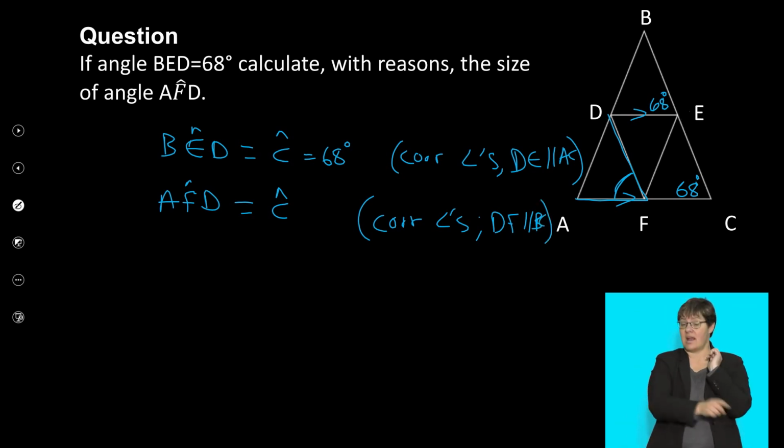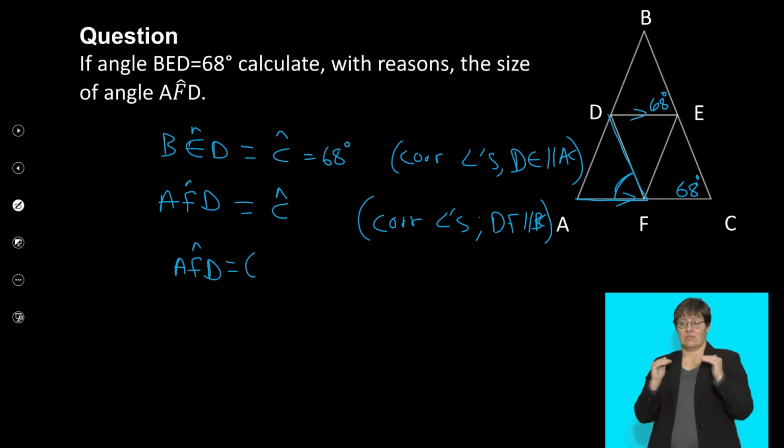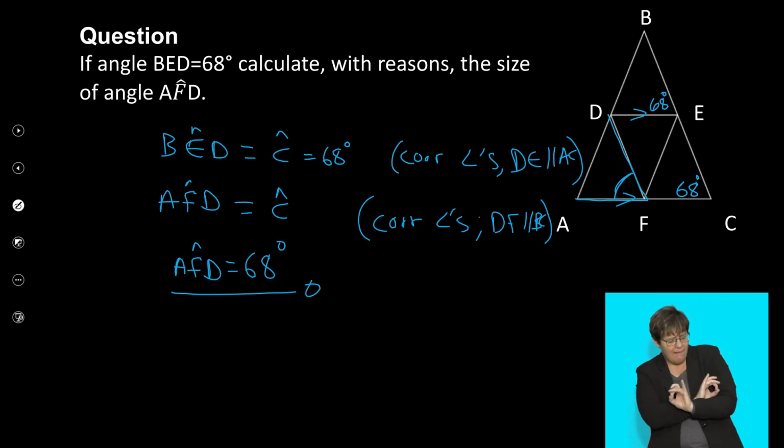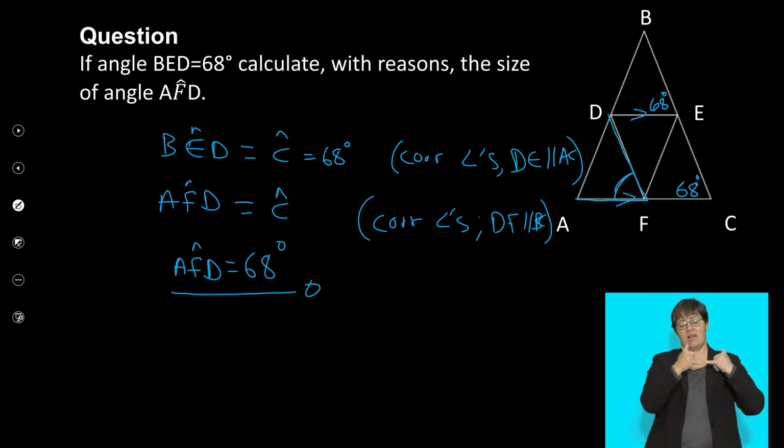And then lastly, it means AFD will be equal to 68 degrees, and you don't need a reason for that because you would have just shown it in terms of algebra. And that's what you need to do. You just need to make sure you are clear on the parallel lines and the midpoints that are given.